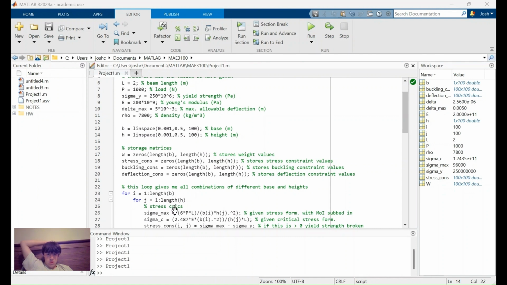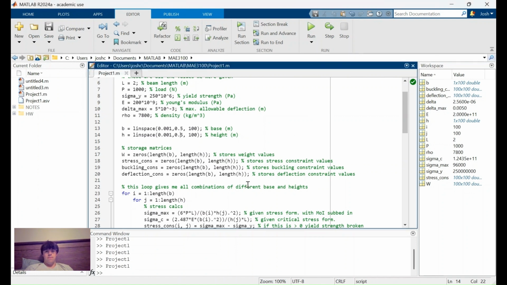As you can see, the deflection kind of dies out once you get to this big base, and the yielding much sooner. The buckling is more of an x-axis base sort of issue, whereas yielding and deflection are more of a y-axis, height kind of issue. And I think that's all.